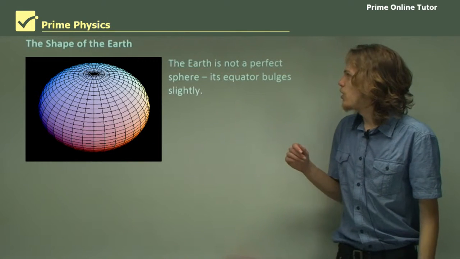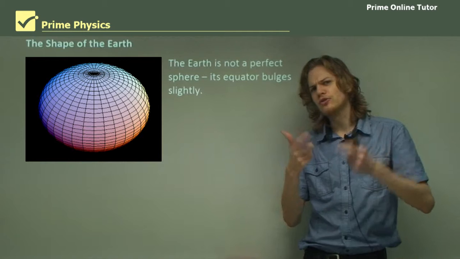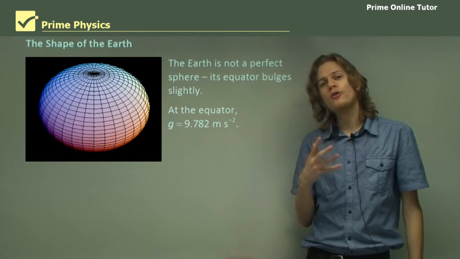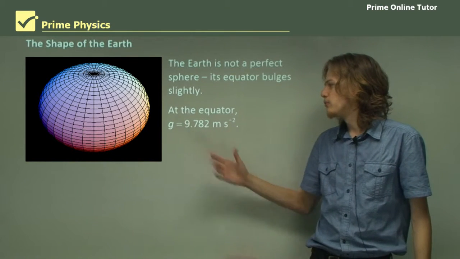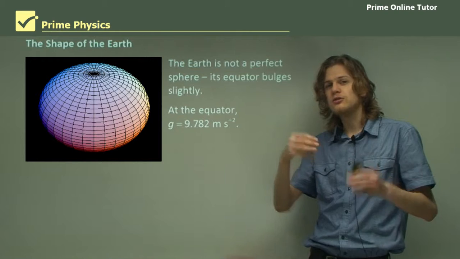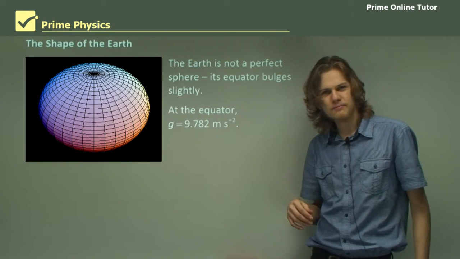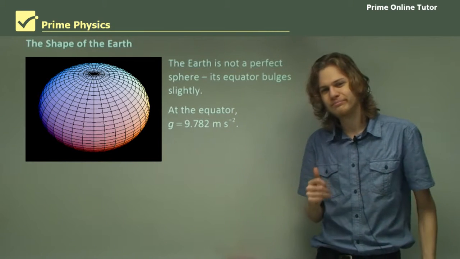The other thing is that the Earth is not a sphere. It bulges out in the middle because it's spinning around so fast. And this means that at the equator, we're further away from the center of the Earth. So the gravitational acceleration right at the equator is only 9.78 instead of 9.81. You can see that it's still very close.